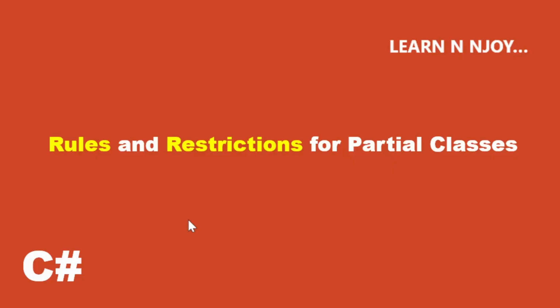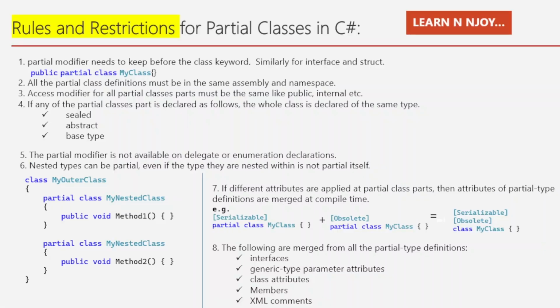Rules and restrictions for partial classes. So here we'll see what rules and restrictions we need to follow while writing partial classes. Number one, partial modifier needs to be kept before the class keyword, similarly for interface and struct. For example, public partial class MyClass. Here if you see, this partial modifier is written before the class keyword, and that's what this first statement is talking about.